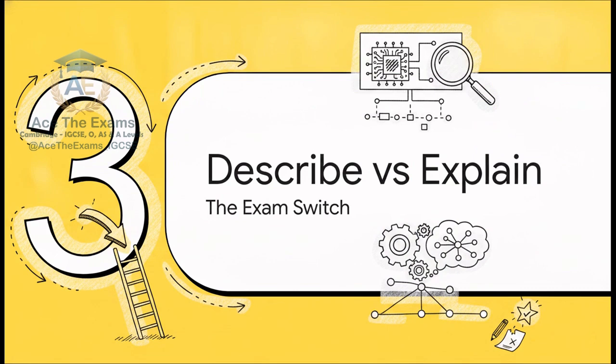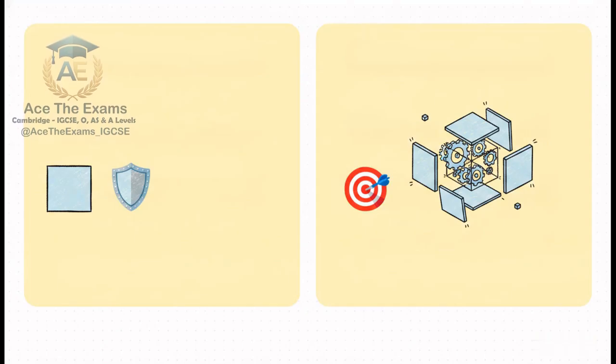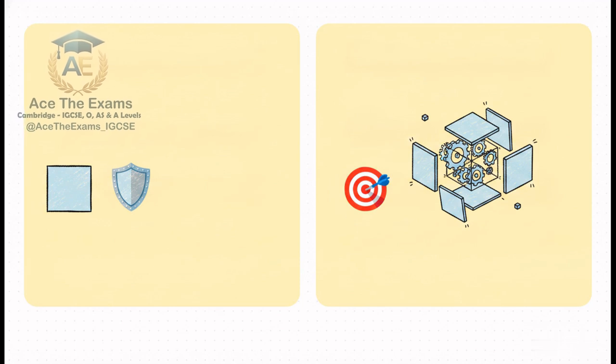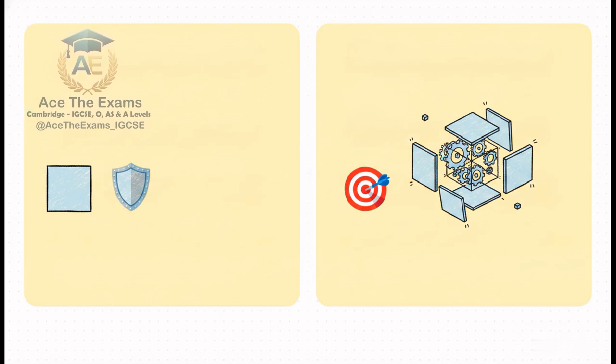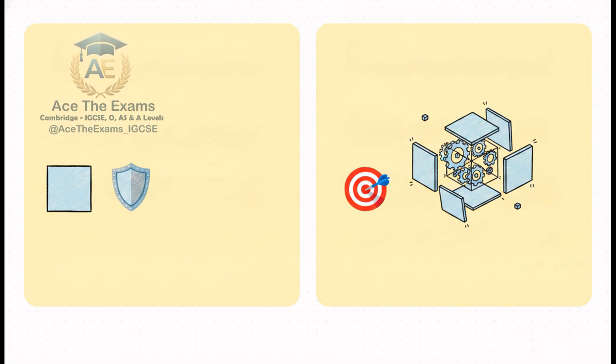Section 3. Description versus explanation. The critical exam distinction. So how do we reliably hit that third step of mastery? Well, we've got to understand this critical distinction right here. Because honestly, it is where thousands of students lose easy marks every single year.